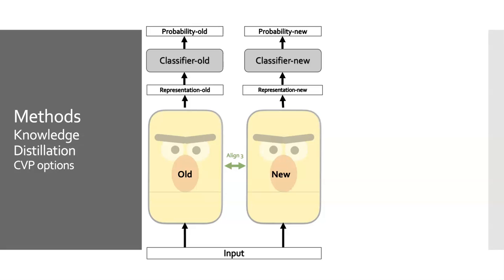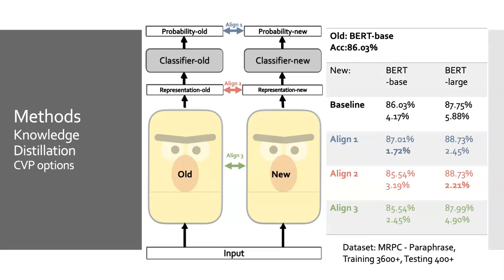In this experiment, we update from BirdBase to BirdBase or BirdLarge on the MRPC dataset. Overall, adding the penalty at the distribution level produces consistent regression reduction across different setups. In updating to BirdBase, deeper representation alignment could help.